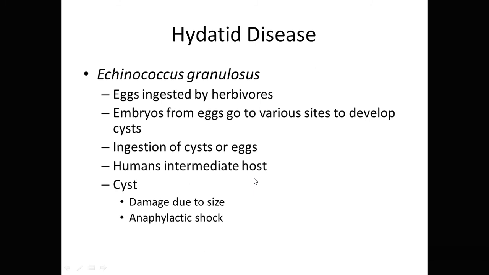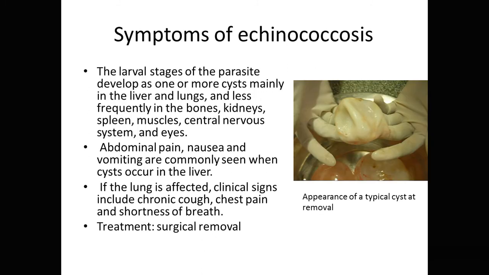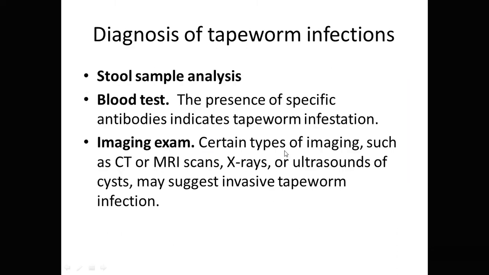And damage is done to the different tissues. This is hydatid cyst removed by surgery, and you see how big it can be. In humans, if it's found in liver, there can be GI tract symptoms, nausea, vomiting, abdominal pain. If it's found in the lung, there can be chronic cough and shortness of breath, and it can affect also CNS, and there can be CNS symptoms, and the treatment is the surgical removal.